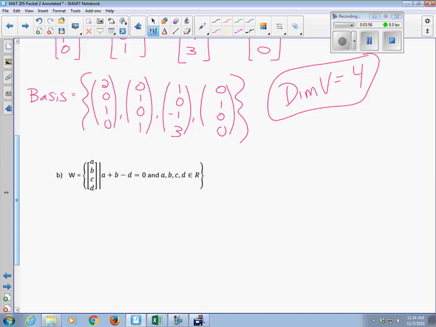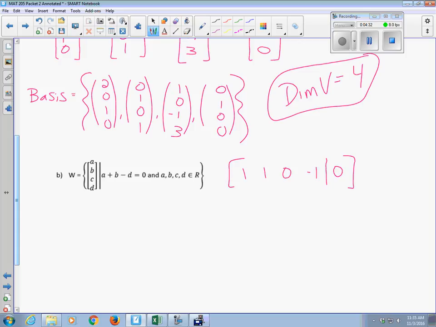All right, here's another one. W is the set of all vectors (A, B, C, D), so 4 entry vectors such that A plus B minus D equals 0. So this is basically a system of equations. It's one equation, but you've got 4 unknowns here. So if I were to translate this system into a matrix, an augmented matrix, it would look like 1, 1, 0, 0, -1, augmented with a 0. That's my whole matrix, because there's only one equation.